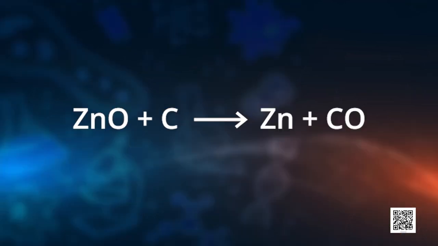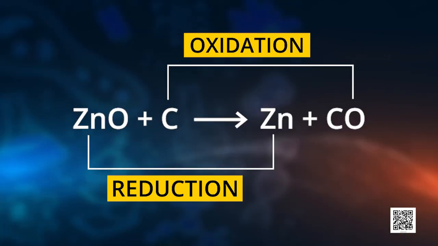On the screen, you can see zinc oxide is reacting with carbon and is giving zinc and carbon monoxide. Now, what is happening in this reaction? In this, carbon is oxidized to carbon monoxide and zinc oxide is reduced to zinc.